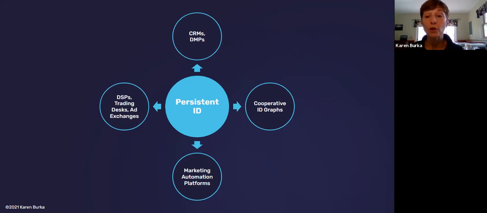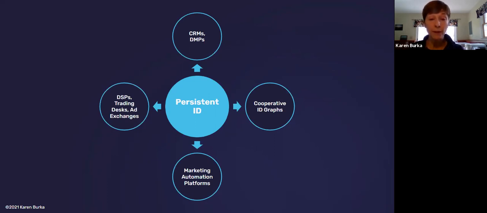You can plug it into a cooperative ID graph, which I just mentioned before, these second party IDs, where there's a select group of marketers that maybe you want to share some anonymous data with because you have some commonalities in terms of the types of audiences you're looking for. So that's important as well.